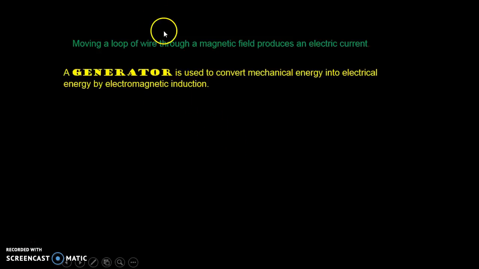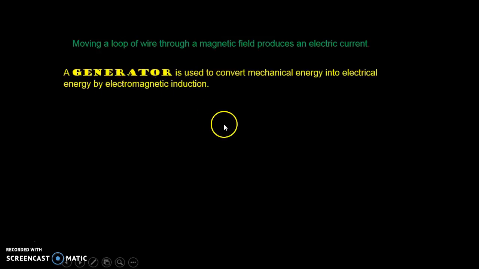I guess there should be a sentence here, but it says electromagnetic induction. This is moving a loop of wire through a magnetic field that produces an electric current. An example of this would be a generator. This is used to convert mechanical energy into electrical energy by electromagnetic induction. And there's that word. So the top of this slide should be electromagnetic induction.